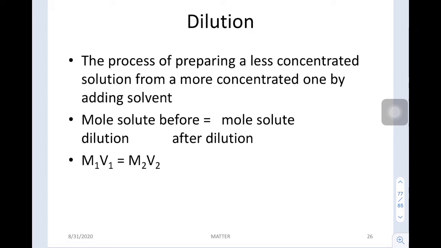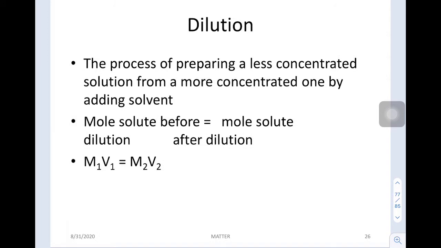The information on this concentration, we will use in the dilution and also chemical reaction process. So the dilution is the process of preparing the less concentrated solution from the more concentrated one. How to produce the less concentrated one, or the dilute one, is by adding solvent.